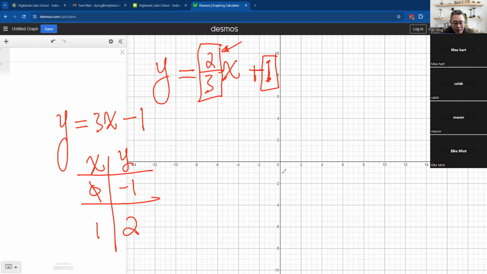And we got 0, -1. Then 1, 2, 1 here, 2 there. Then we can graph that one. Okay, any 2 points works.